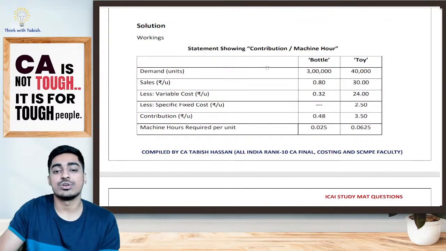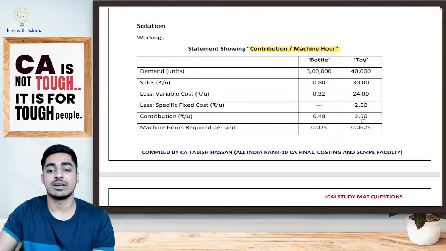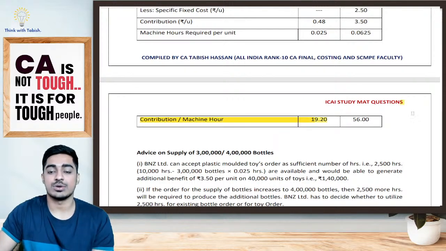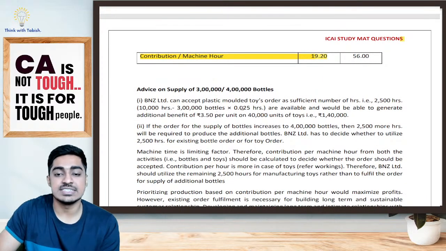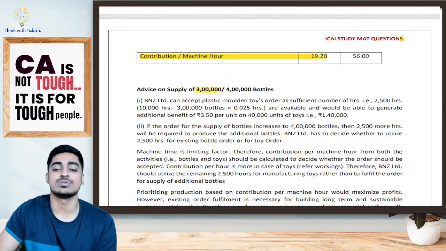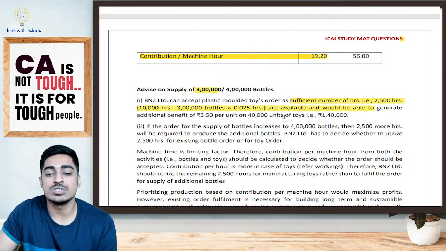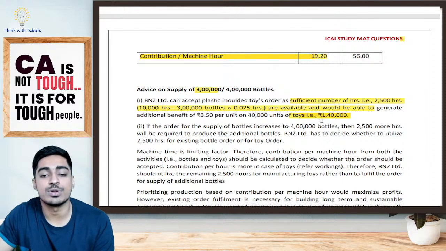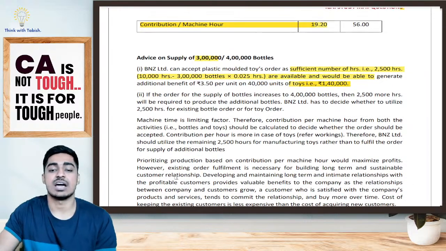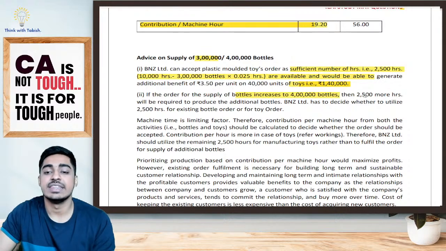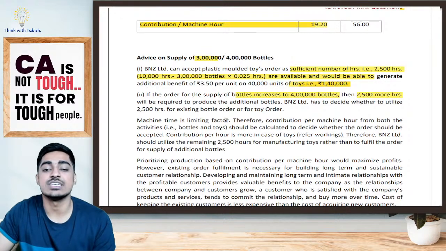Look at this. Contribution per machine hour we have calculated. How much have we got? 19.2 and 56. So based on that, what is the decision? If existing demand is for 3 lakh bottles only, we have sufficient hours. So we should accept because we'll get additional profit of 1,40,000. However, if the bottle demand is 4 lakh bottles, then 2,500 labor hours is a shortage. The company has to decide.